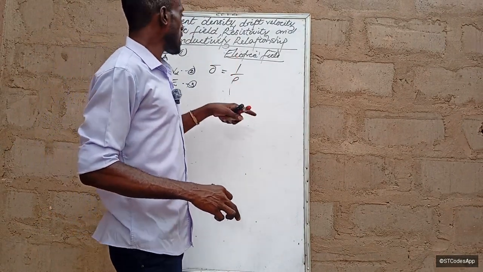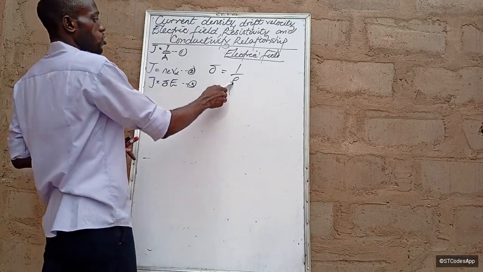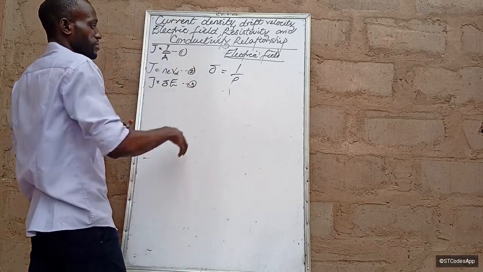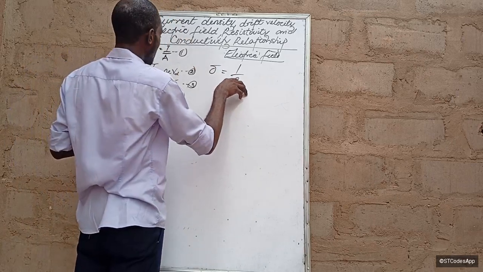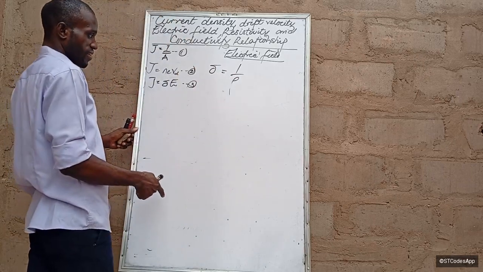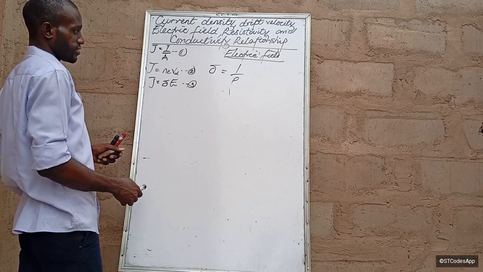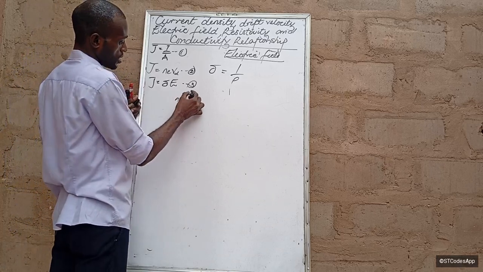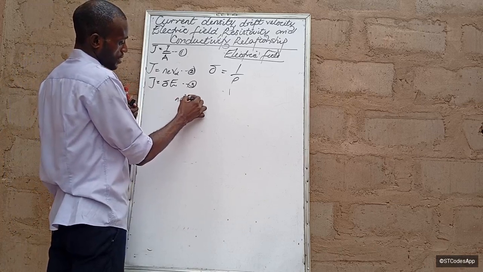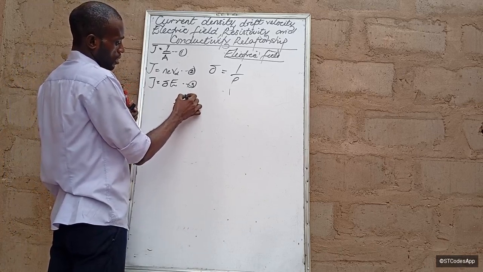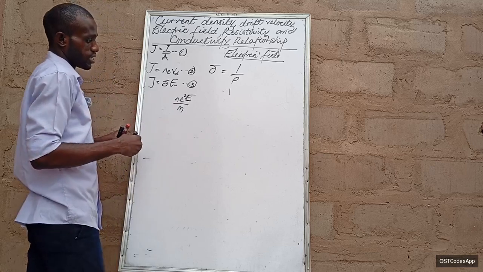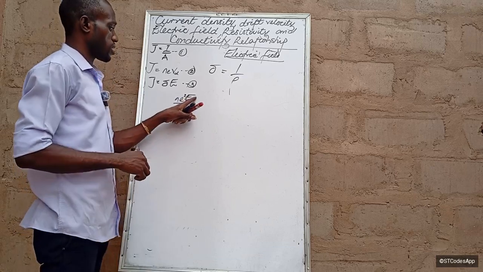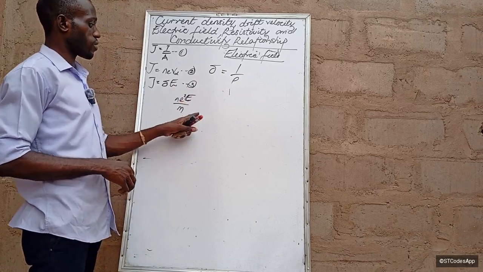Oh, I'm sorry, this is the conductivity. Oh God, this is the resistivity. That factor there is the resistivity. No, n e squared over... Is that resistivity or conductivity? I think this is conductivity.